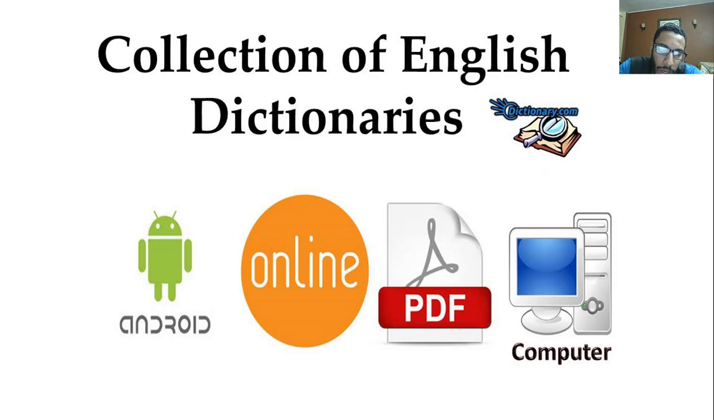And the last thing that we can discuss, which is we have some collection. We can find the link below this video, in the description. We have a collection of dictionaries. We can work with them on Android phone, online, PDF file, and computer or PC or your laptop. Okay, so it's so easy to find many dictionaries in all devices. You can find it in the description.